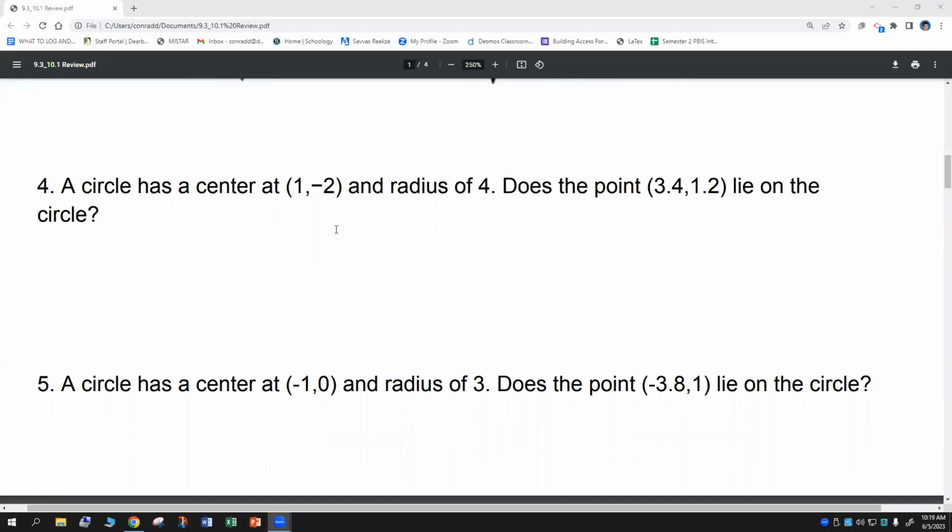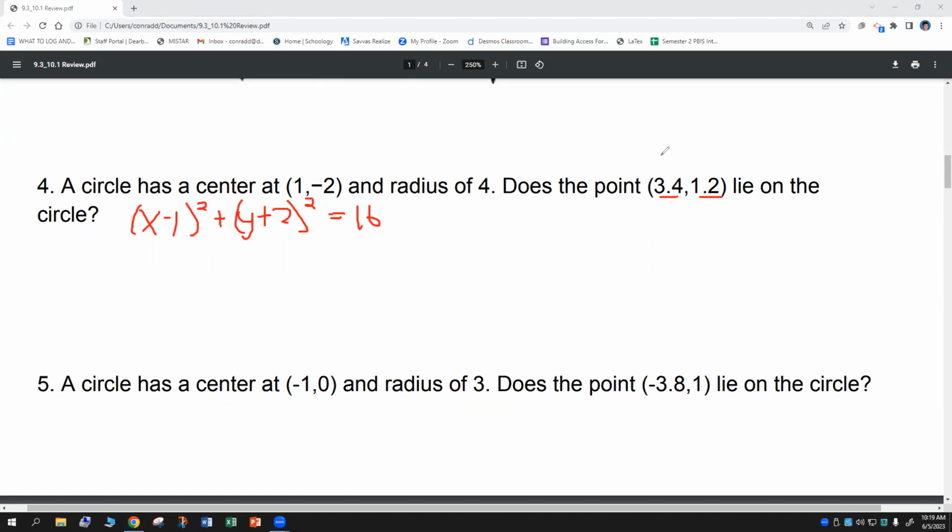Number 4, we want to start number 4 and 5 out by writing the equation of the circle, and then we're going to substitute in the point (3.4, 1.2) into the equation and see if it works. All right, so my equation should be (x - 1)² + (y + 2)², and then r² is 16.